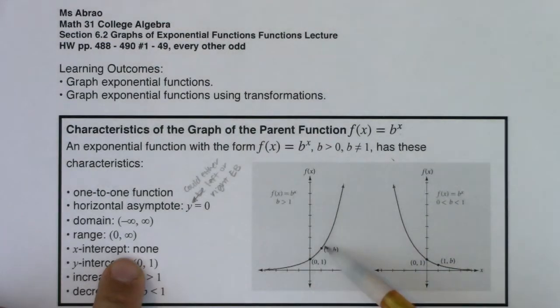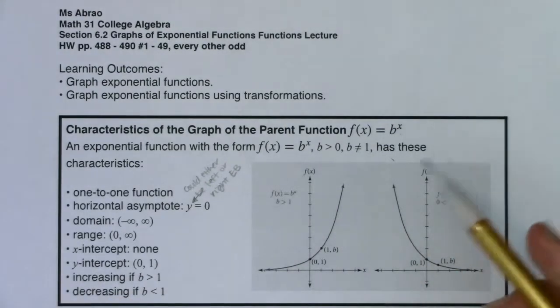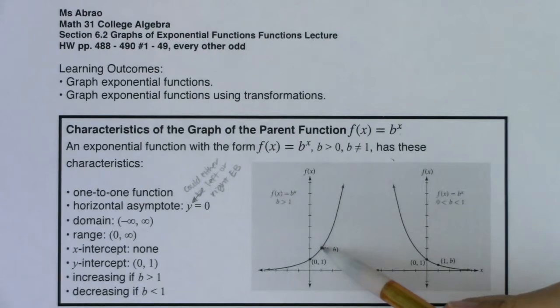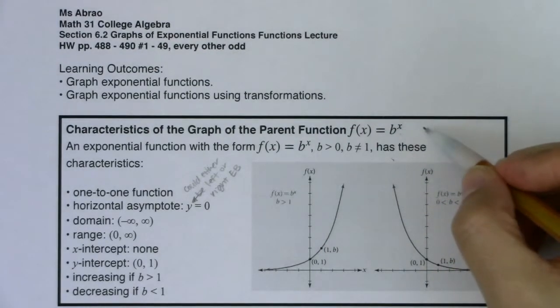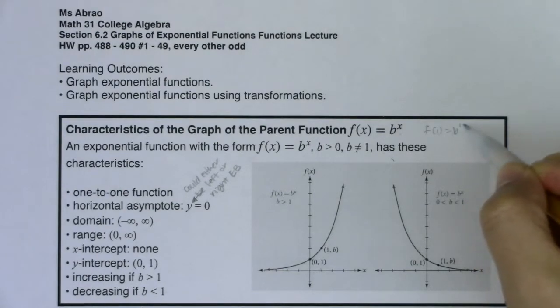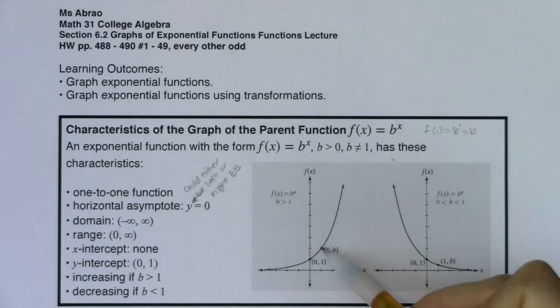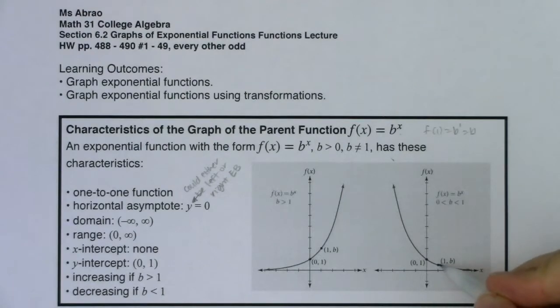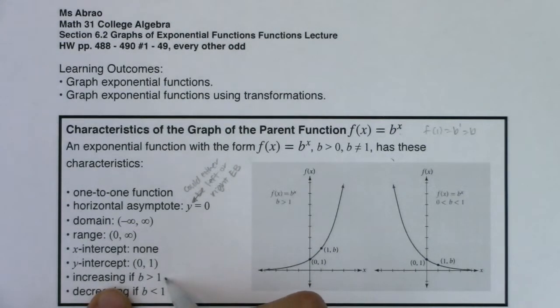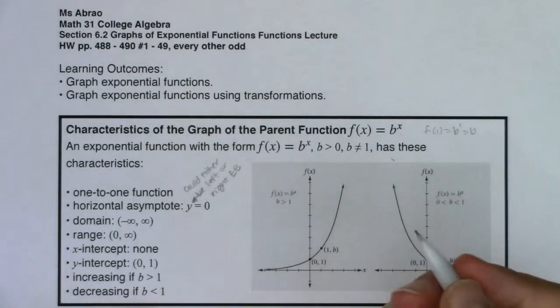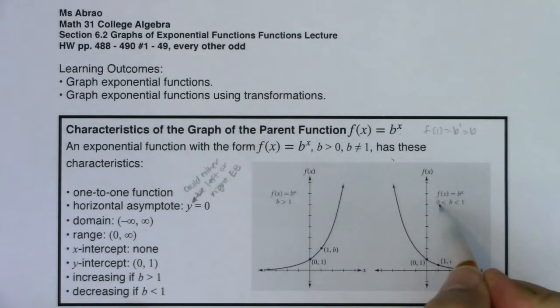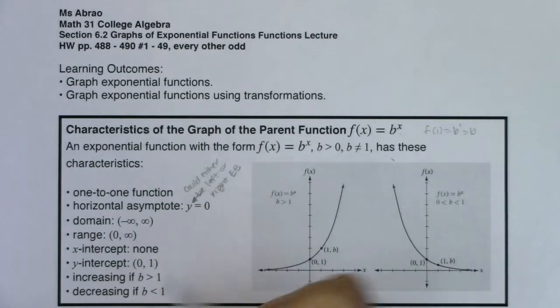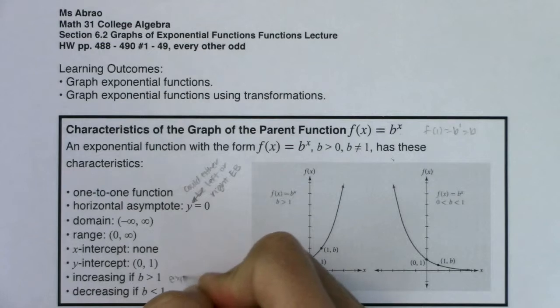All right, you have no x-intercepts. We have a y-intercept at (0, 1) on both of these. And then we have some important points after that. If you plug 1 in for x, you're gonna get b back out. F of 1 would be b to the 1, and that would just get you b. That's why we have (1, b) here and (1, b) here. Now, when b is larger than 1, you're increasing. When b is between 0 and 1, you're decreasing from that y-intercept. And in general, you have exponential growth if your base is greater than 1, and you have exponential decay if your base is between 0 and 1, because we have to have a positive base. So this is exponential growth.